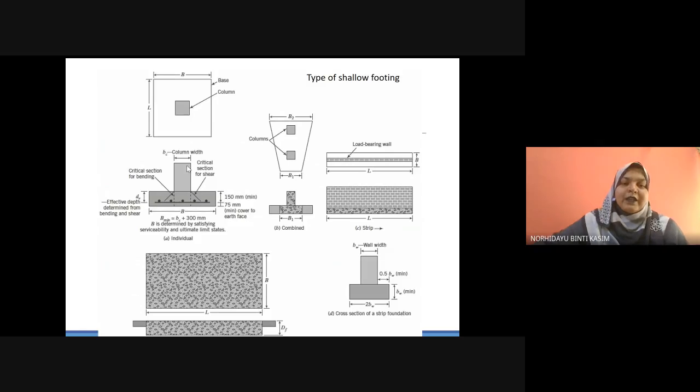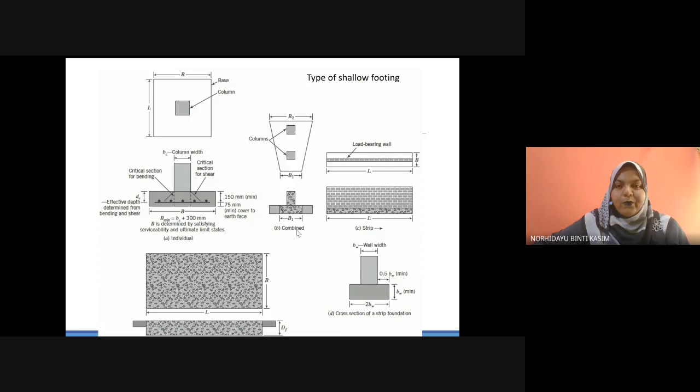So individual footing, this one we call pad footing. We have individual footing with a column, so one column. We have footing supporting one column, so we call it pad footing.